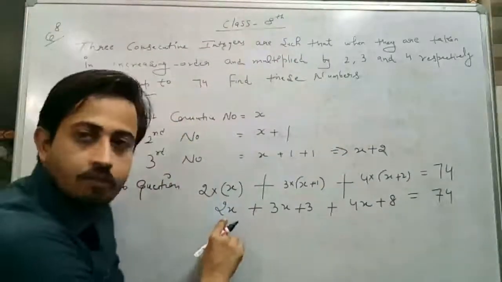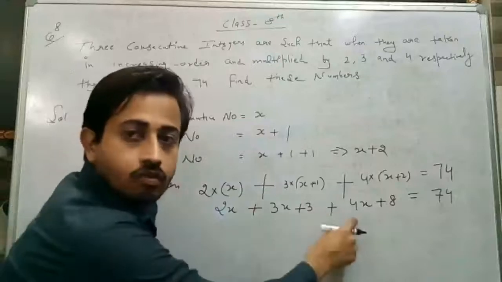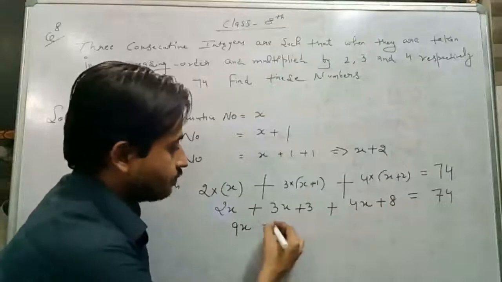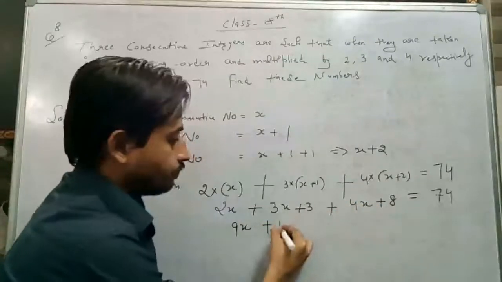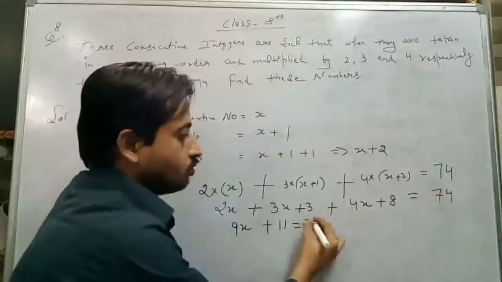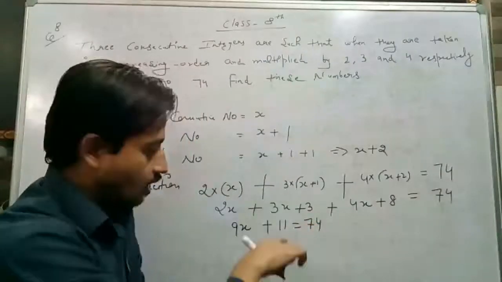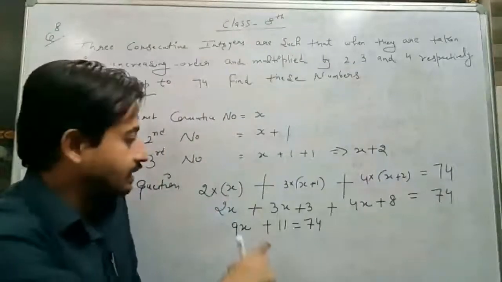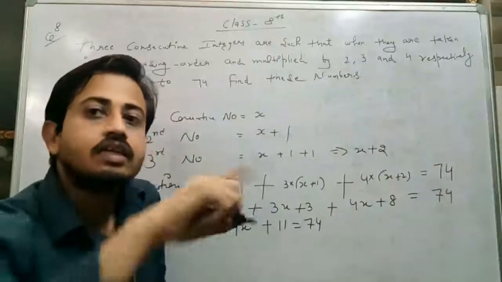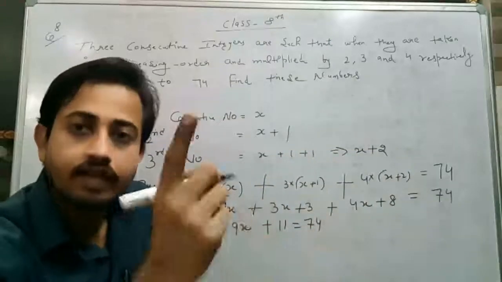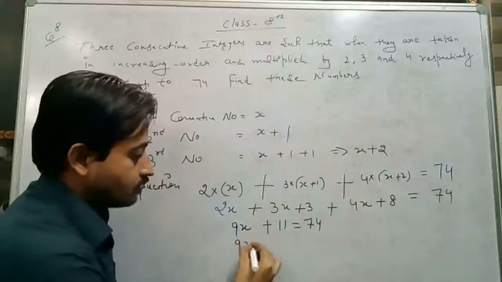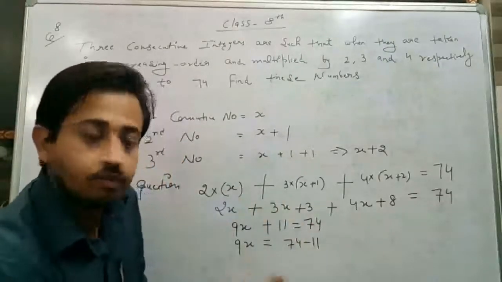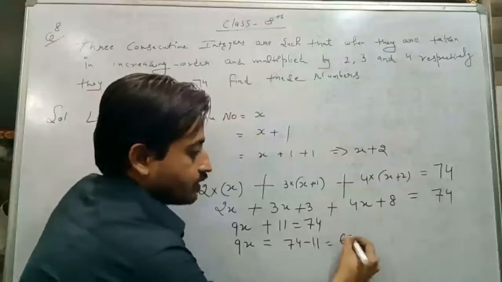Now add x with x and the number with number. So 2x plus 3x is 5x, plus 4x which is equal to 9x, plus 3 plus 8 is 11, which is equal to 74. Now we have to get the value of x, that's why we take 11 to the right hand side, and the sign of 11 is positive so it takes the negative sign. So 9x is equal to 74 minus 11, and we will get 63.